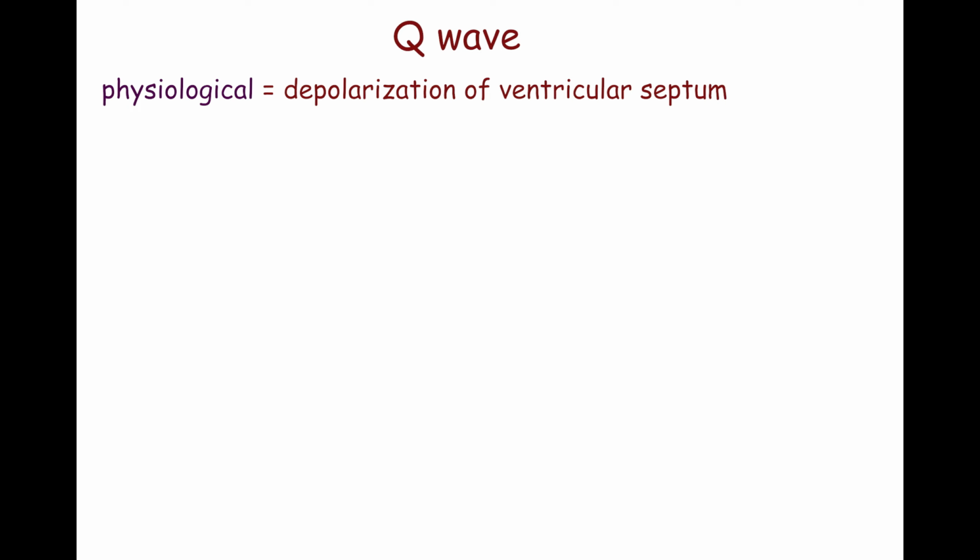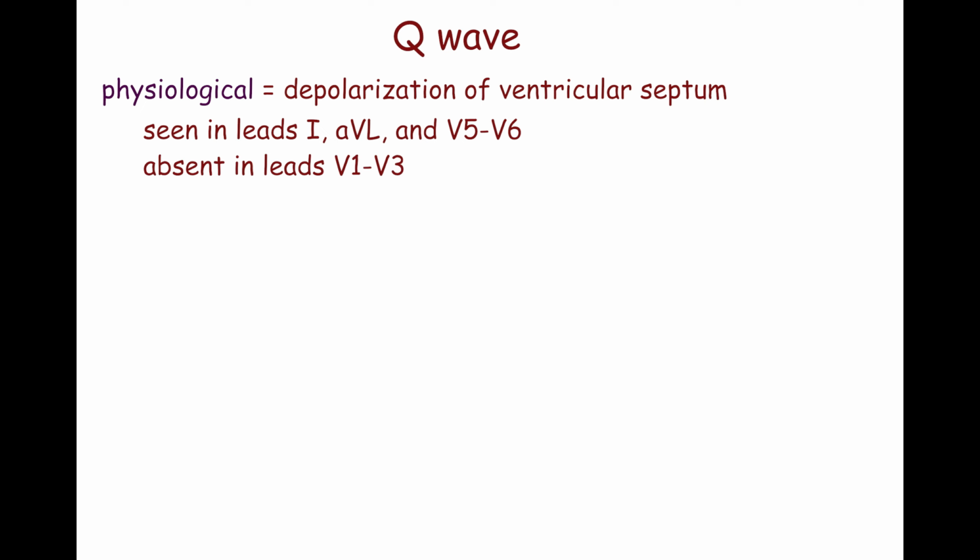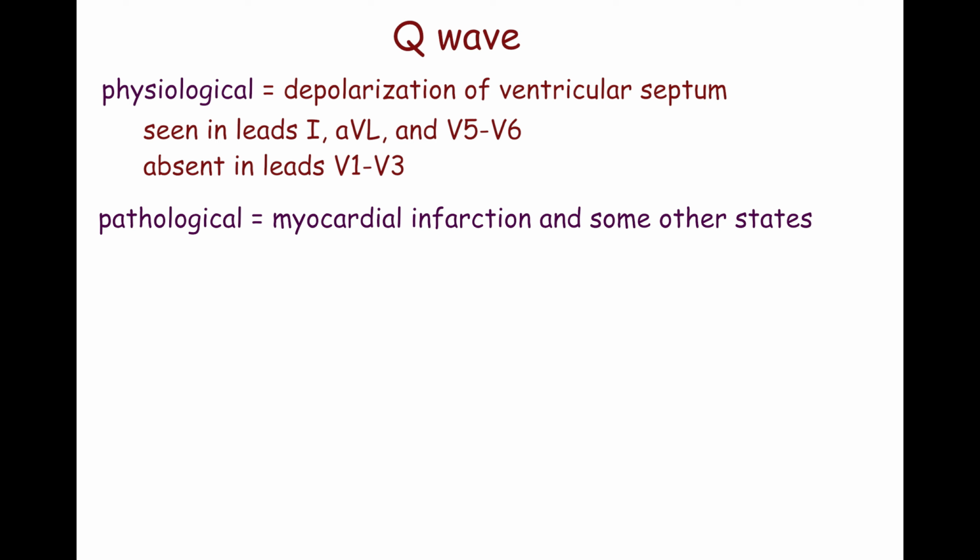The Q wave represents depolarization of the ventricular septum. Normally, the Q wave should be small in amplitude and width. Physiological Q waves are typically seen in leads 1, AVL, and V5, V6. Q waves are usually absent in leads V1, V2, V3. Pathologic Q waves are generally indicative of myocardial infarction. They are observed in the acute phase and typically persist. Pathologic Q waves are often the only sign of previous myocardial infarction.